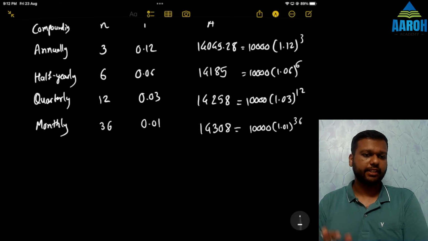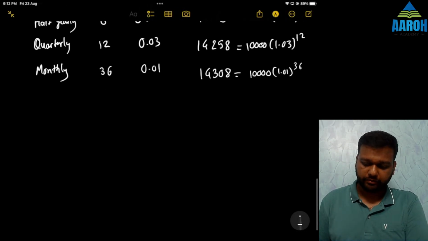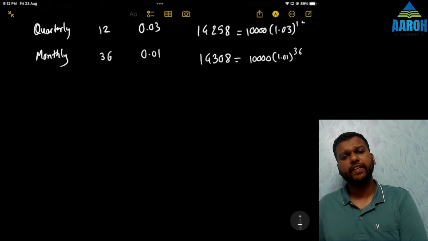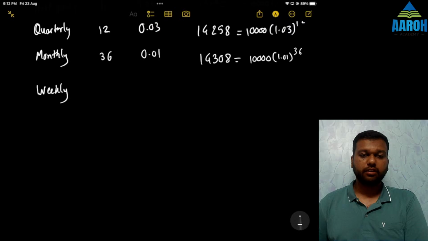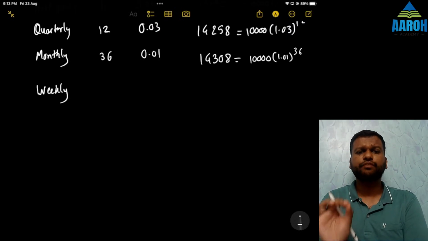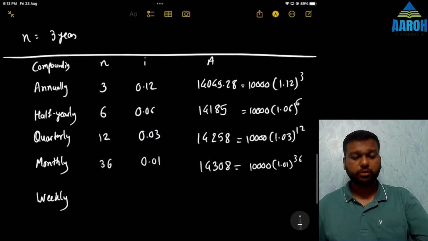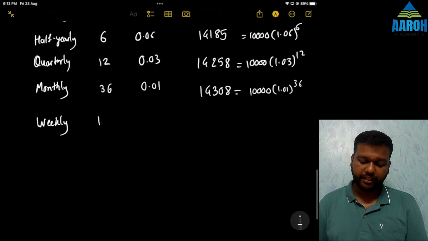Now this is interesting. Now we'll make it complicated, and like I said, we'll see a new concept which is not there in the module. So understand. Instead of monthly, what if we do it daily? Or let's say first, let me take weekly. We can assume that there are 52 weeks in a year. For simplicity, let's assume there are 52 weeks in 1 year. So in 3 years, there will be how many weeks? 3 into 52. That is 156.